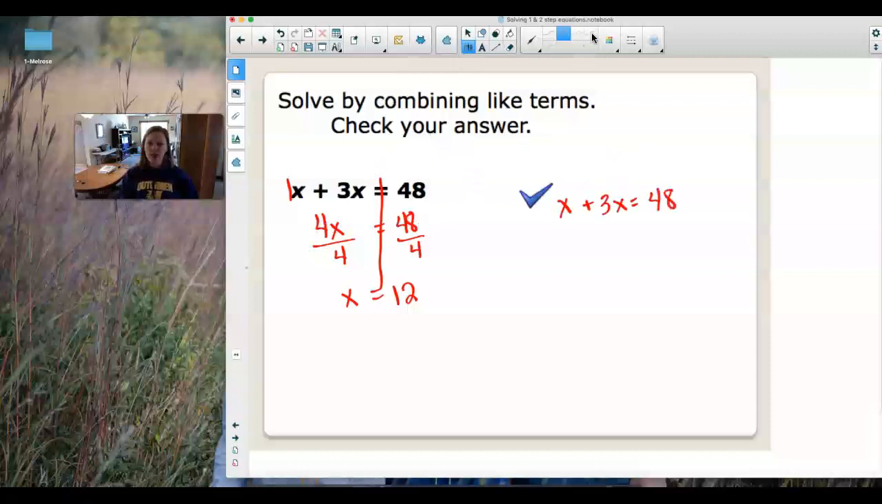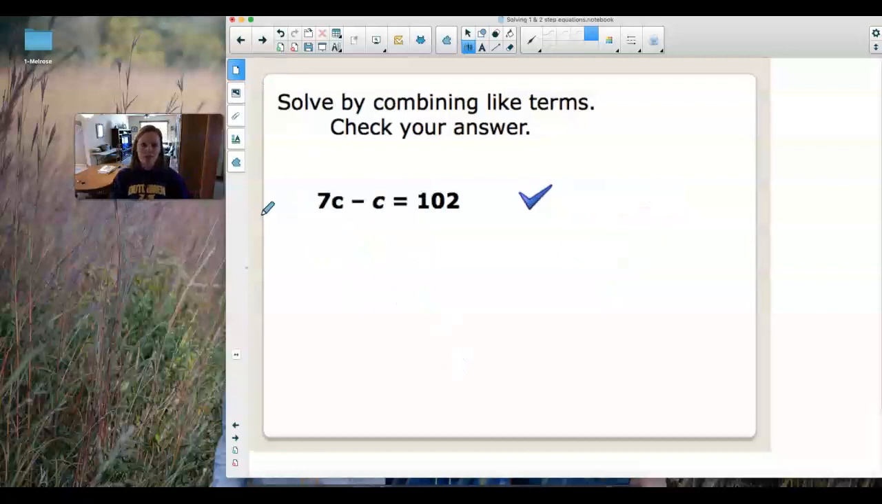And when I substitute everything in here, x is 12, so I'm going to put 12 in for x and 12 in for x here. So we have 12 plus 3 times 12 is 36, and we end up with 48, which is what we wanted. Okay, one more.